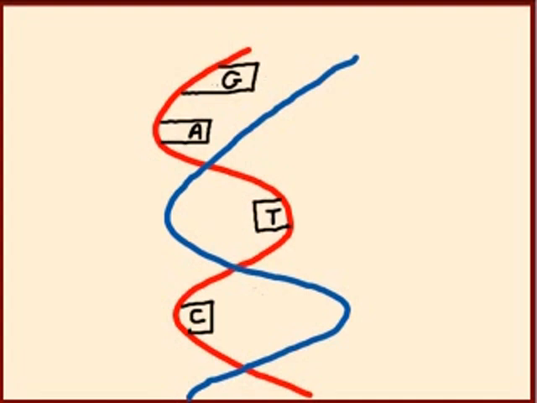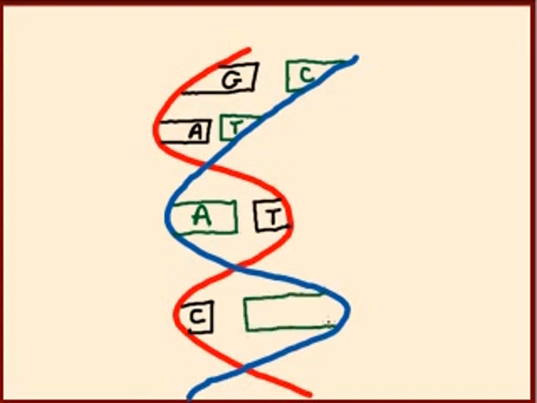Let's make these green. So the G is going to pair up with a short C, and the A is going to pair up with a short T, and this short T is going to pair up with a long A, and this C is going to pair up with a long G. Okay, and there's DNA, and DNA is a double helix.